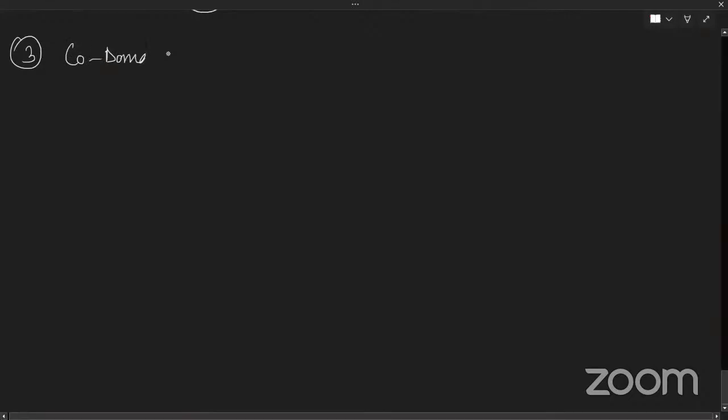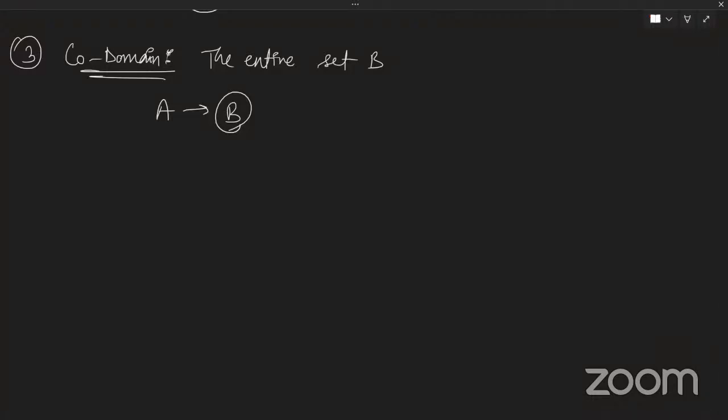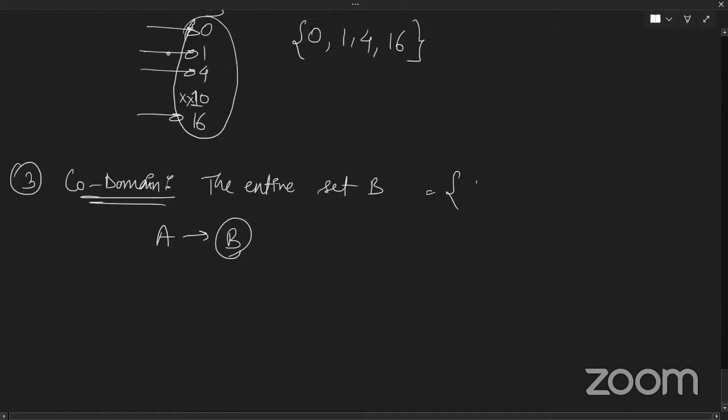Okay. Third, we have a word codomain. Codomain is basically the entire set B. If the relation is running from A to B, then this whole set B is called codomain. So here the codomain would be 0, 1, 4, 10, 16.